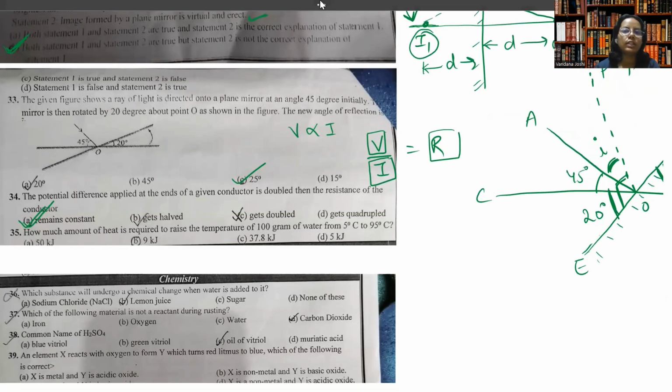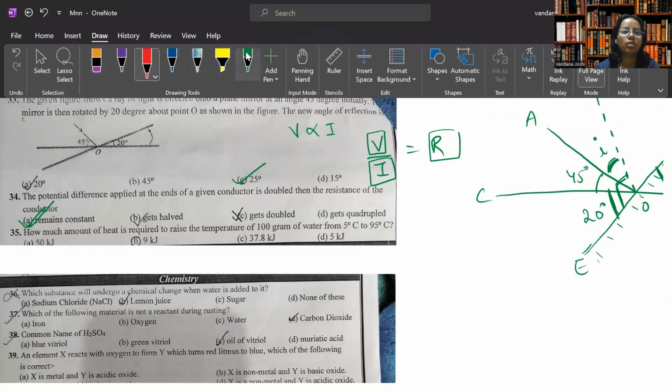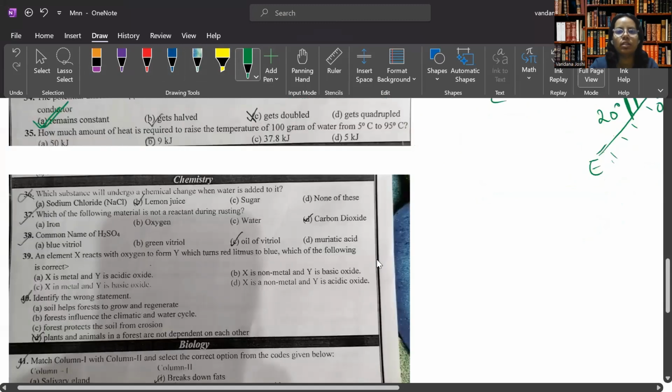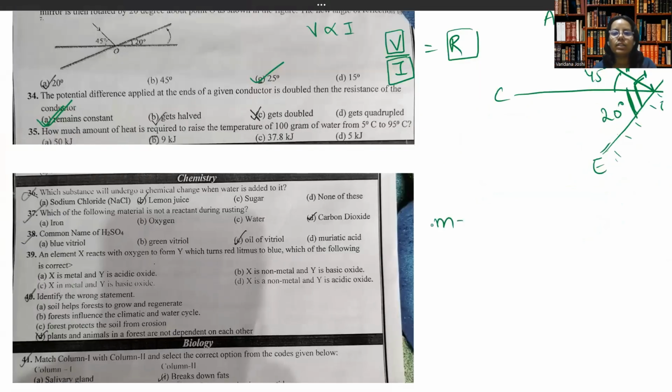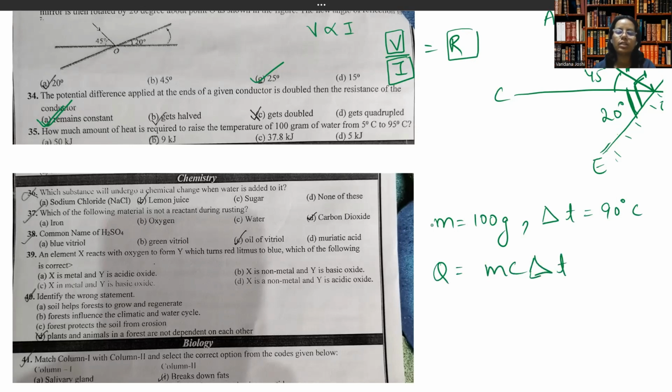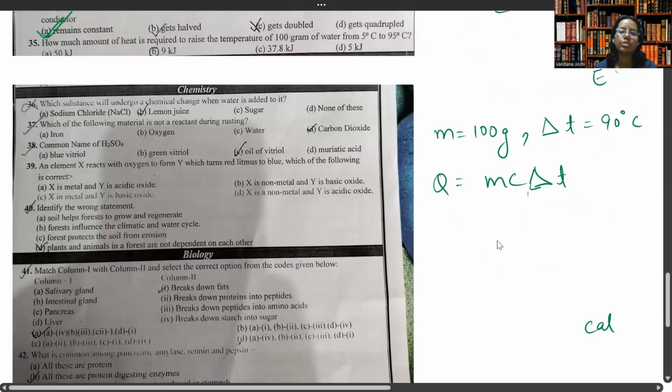Okay, so last question of physics. In this question, we need to focus on calculating the amount of heat that is required to raise the temperature of 100 grams of water from 5 degrees Celsius to 95 degrees Celsius. Okay, we have been given the mass as 100 grams, right? The temperature has been increased from 5 degrees Celsius to 95 degrees Celsius. So basically the temperature difference, delta T, is going to be 90 degrees Celsius. And we know that the formula for the amount of heat that is required is Q equals mc delta T, where m is the mass, c is the specific heat, and delta T is the change in temperature.